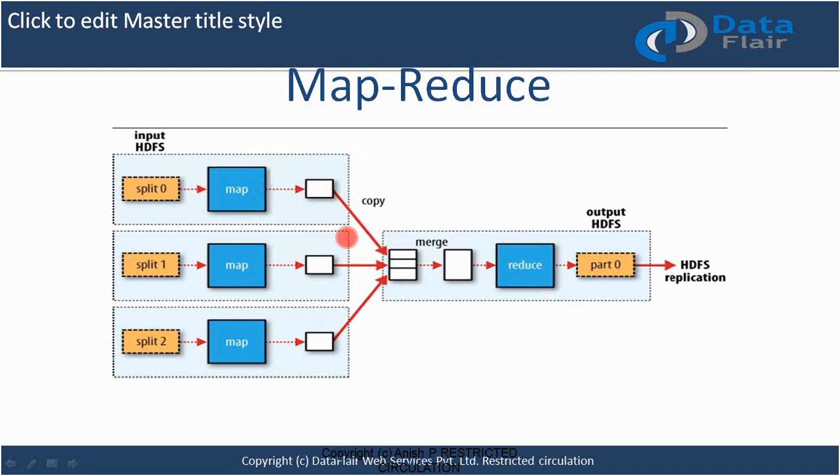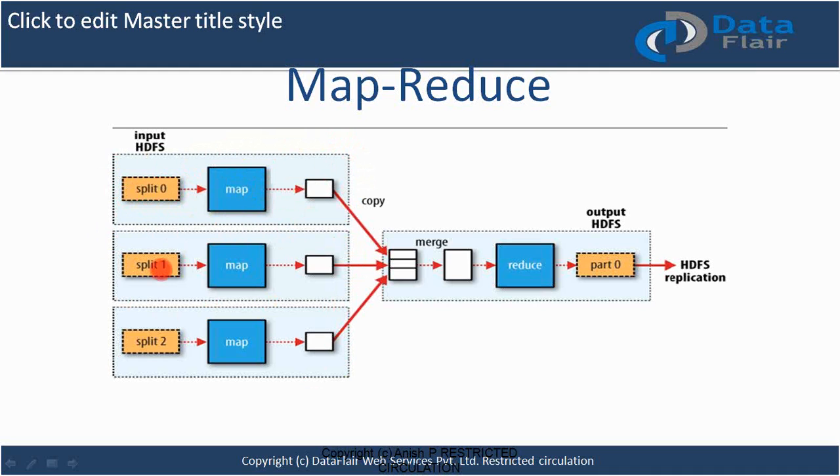So I'm showing you three machines, these three slaves, the dotted boxes. On each and every machine, there can be hundreds or thousands of blocks available. But currently, I'm showing you the processing of one block, just to explain it in a better manner.